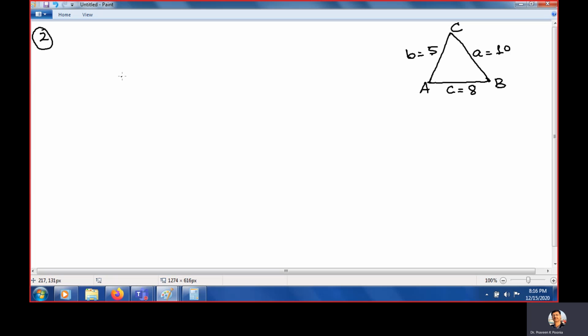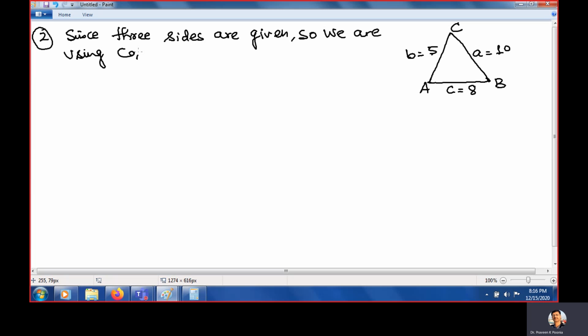Okay. This is why we are using the cosine rule. Since three sides are given, we are using the cosine rule or law of cosines. Clear? So what is given?